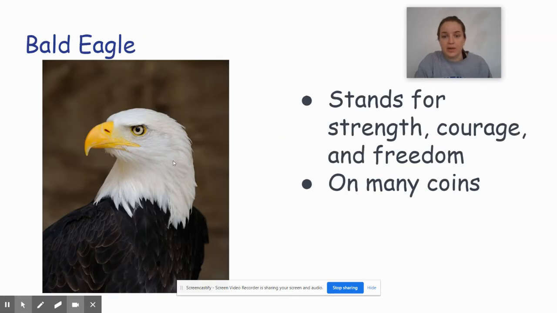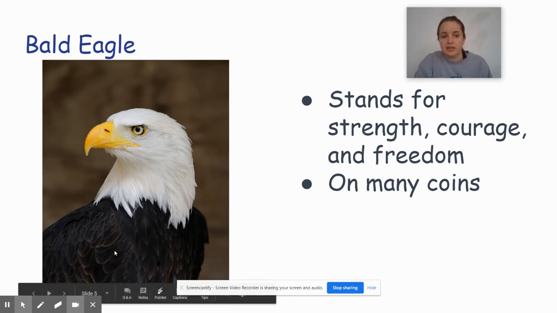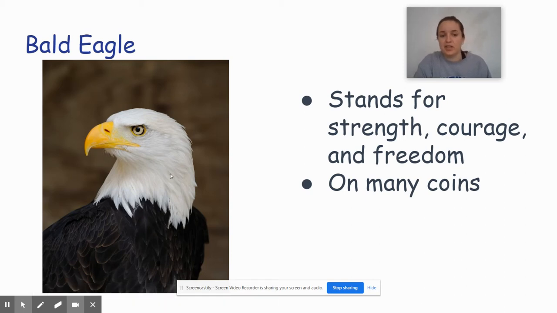The next symbol we're going to talk about is the bald eagle. The bald eagle, he has brown feathers and then kind of a white head. That's why he's called bald. He's not actually bald, but he looks it because his feathers on his head are white. This is the bald eagle. He stands for strength, courage, and freedom. He's a really strong bird, just like the people in the United States, like Martin Luther King, have had to be strong to win us freedom. You can see if you go find a quarter in your house, the bald eagle is on the back of the quarter. We're going to learn that in our math lessons coming up.